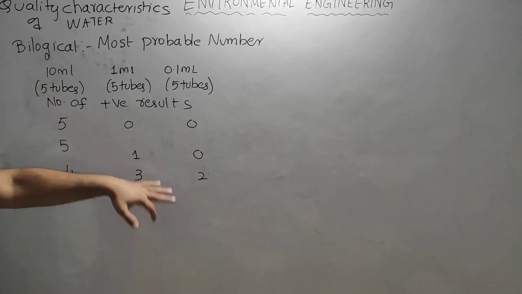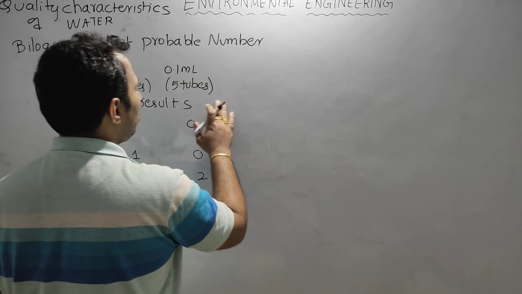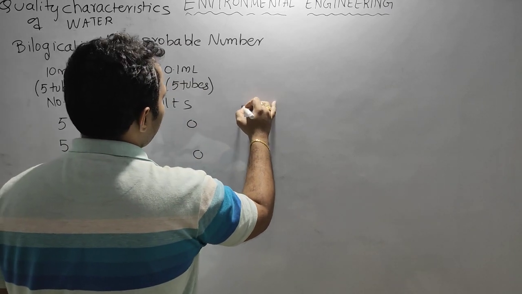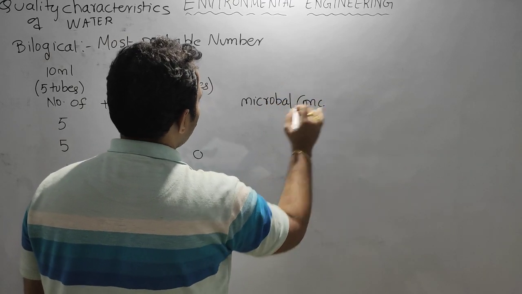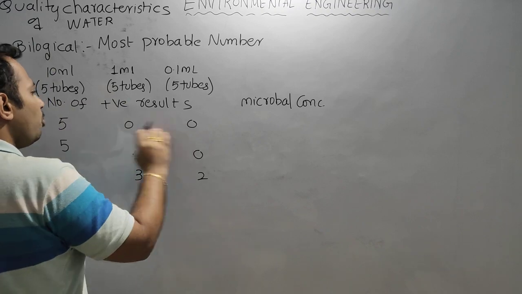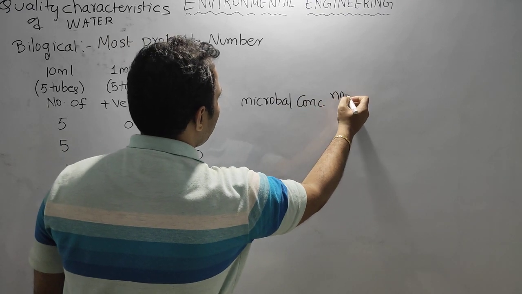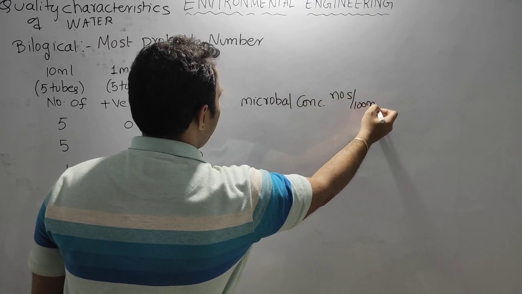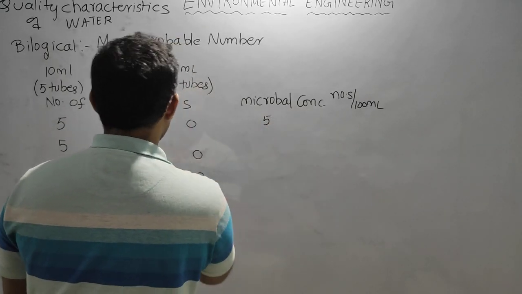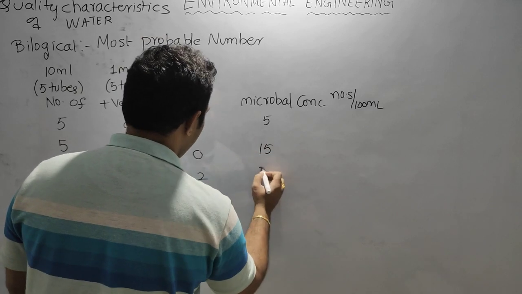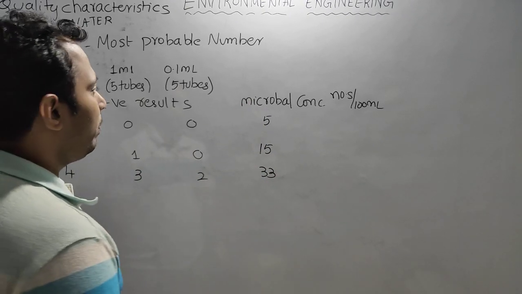For each positive combination, there will be some amount of microbial concentration. So for each combination, what should the microbial concentration be in numbers per 100 ml? That we will prepare in a tabular format. For example, for this combination it should be 5, for this it is 15, for this it is 33. Likewise, we will prepare a table chart.